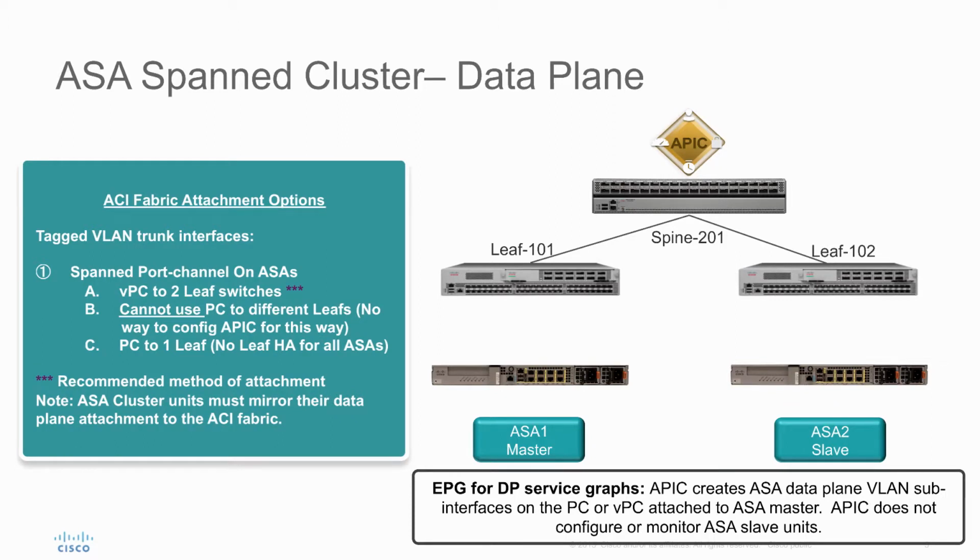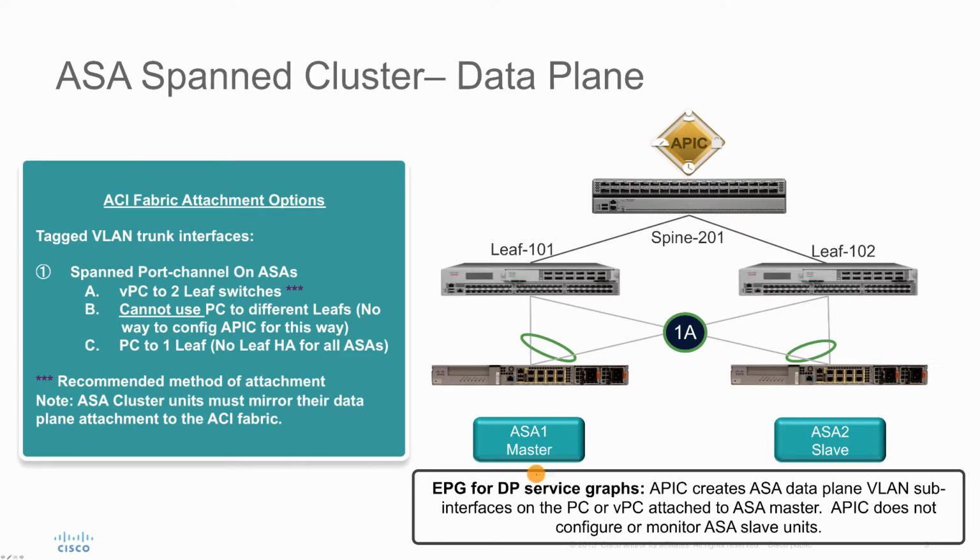ASA has two flavors of clustering. The one that works with ACI Fabric and is the first hop redundancy is provided by ASA span cluster. So for the span cluster data plane, we have a couple of options in terms of attachment here. All of the data plane interfaces for ACI integration are VLAN trunks, and our best choice and recommended is to leverage dual attached ASAs with span port channel working with VPC on 2 leaf switches, as you see here.